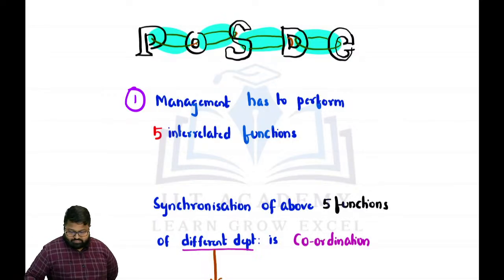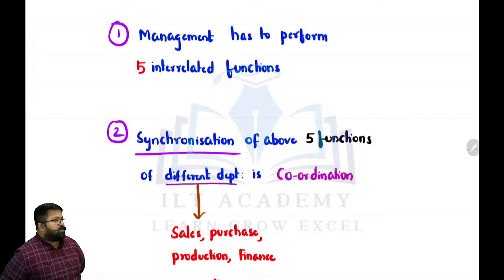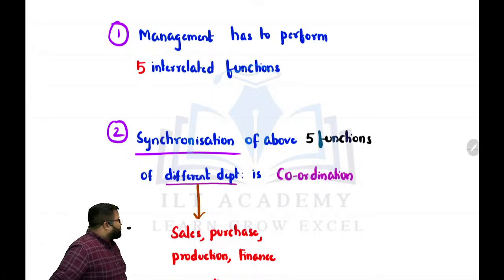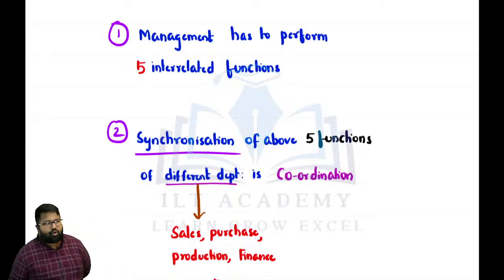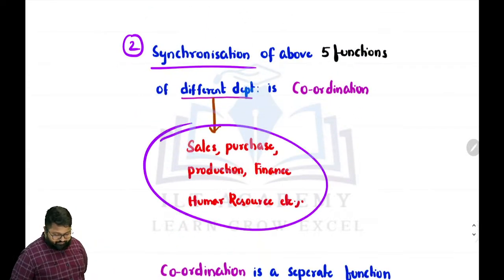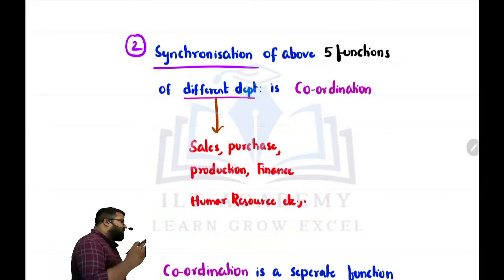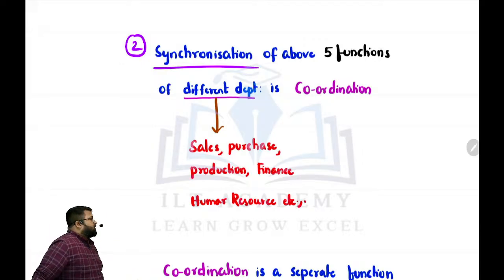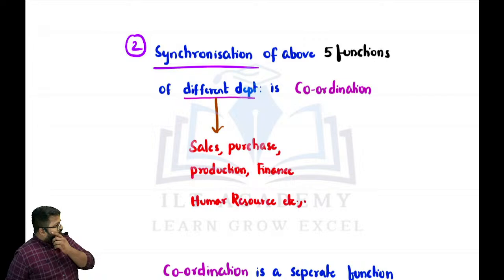Okay. What is the word there, ma? Synchronization of above 5 functions of different departments. Normally, from an organization point of view, what are the departments we have, ma? Sales department, purchase department, production department. So different, marketing, HR and all. So for example, purchase department is responsible for what purpose, ma? Purchase of raw material for our main finished goods.